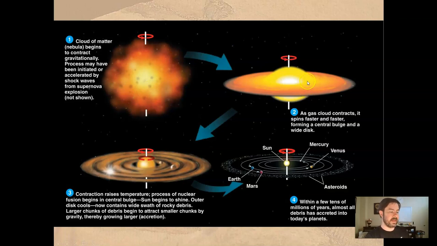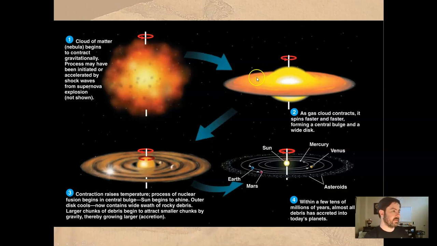When that happened, as the molecules became more and more compact due to gravity, more material became compact, so it becomes a bigger force. And at some point, those molecules and atoms were fused together. That was the birth of the sun. That's what turned on the sun. And that central bulge is becoming the sun.